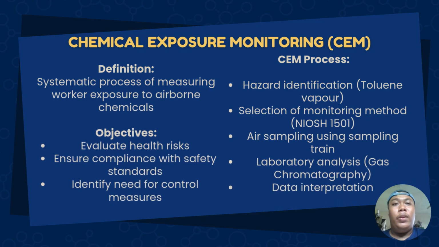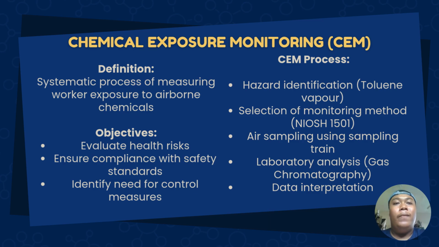So next we move to chemical exposure monitoring, which we call CEM. CEM is a systematic process used to measure the amount of airborne chemical that workers are exposed to in the workplace. In this presentation, the chemical being monitored is toluene vapor. The purpose of CEM is to evaluate health risks and ensure that worker exposure remains within safe limits established by occupational safety standards.